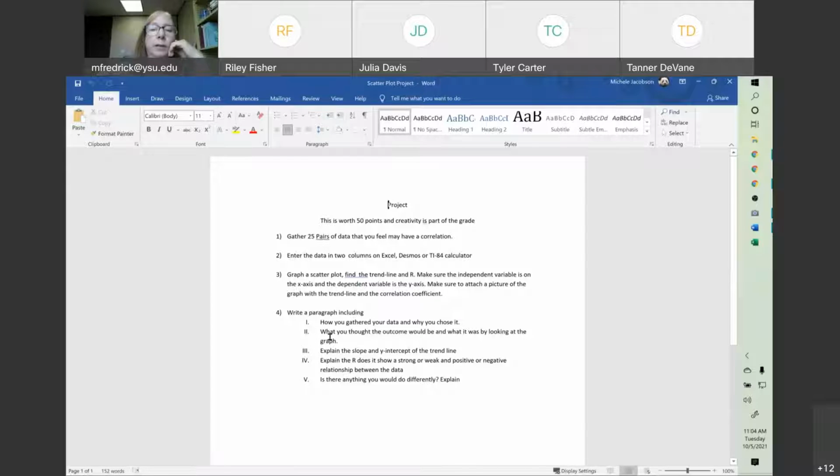And then this is the paragraph you write. How you gathered your data and why you chose it. What you thought the outcome would be and what it was looking for. So the student who did the tattoo one thought the bigger the tattoo, the higher the price. And that's what she was looking to see because she was interested in a tattoo on her back. Explain the slope and the y-intercept. That's on your trend line.